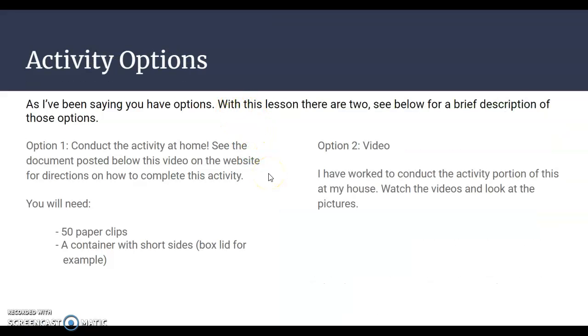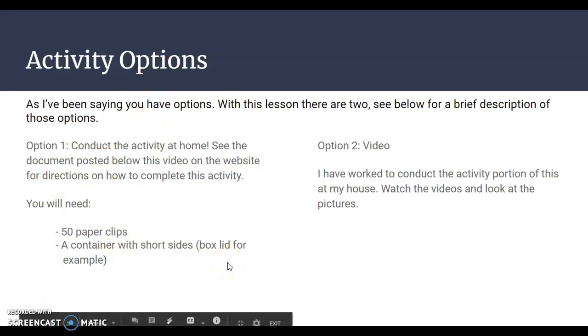So today's activity, we're looking at two options. Remember I told you, trying to make options a thing. If you want to do the activity at home by yourself, and please by all means do this if you can, you need 50 paper clips. You'll see in my videos and pictures that I used paper clips that were 2 different colors to help distinguish. If you don't have that, that's okay. There's a lot of flexibility here. The point is to be able to see paper clips that are coming in contact with one another.